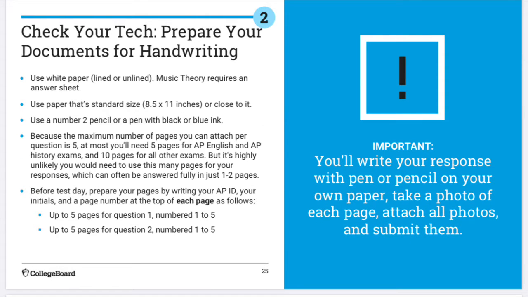If you're handwriting, make sure you use white paper and a number 2 pencil or a blue or black pen. Be sure to label your paper again with your AP ID and initials.